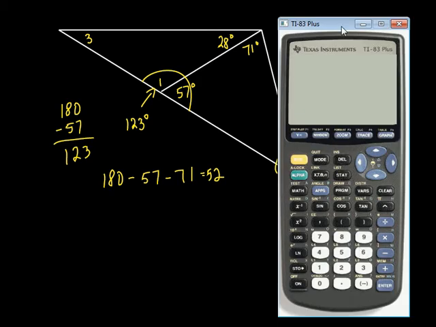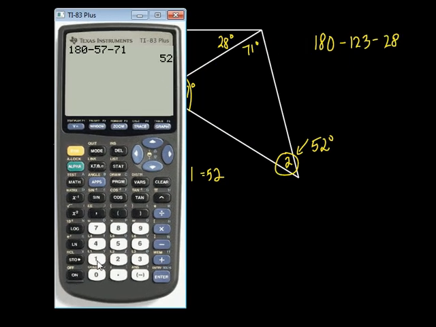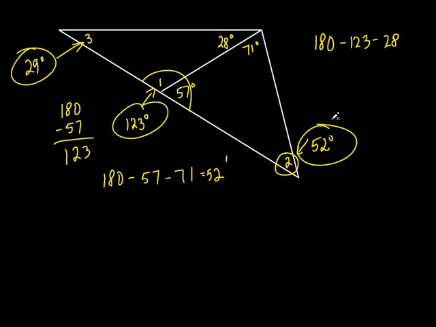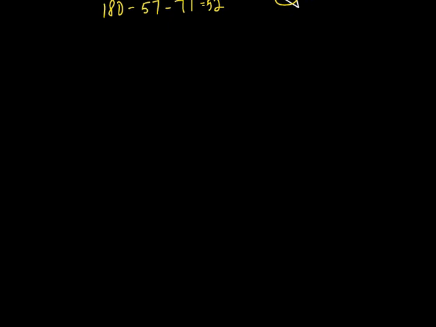Let's do the calculator. So it's 180 minus 123. Oops. 123 minus 28. And I get 29. So that's what that angle is right there. That angle is 29 degrees. So there's my answers. There's that, and there's that. All right? So that's a nice example of the kind of stuff you're going to do, knowing that the angles add up to 180 degrees. All right? Let's move on.